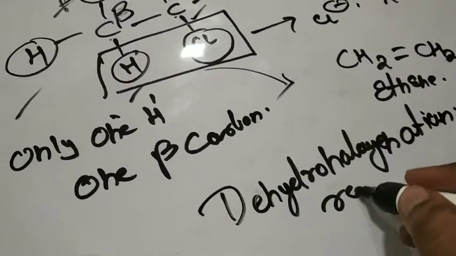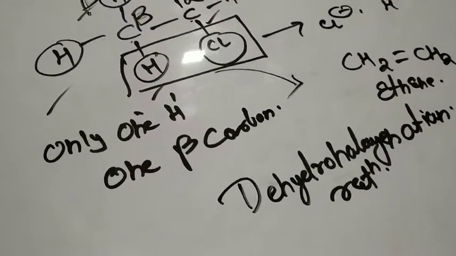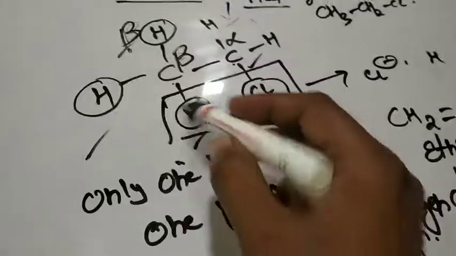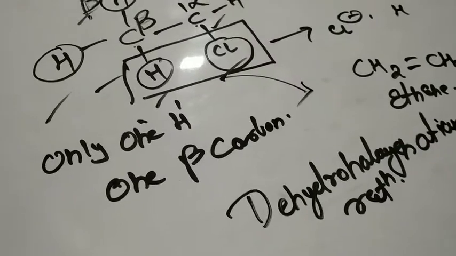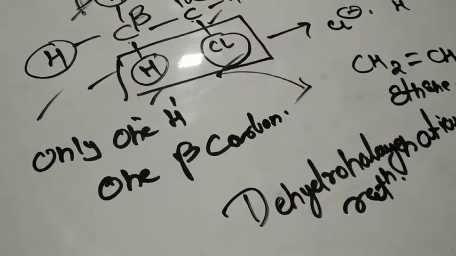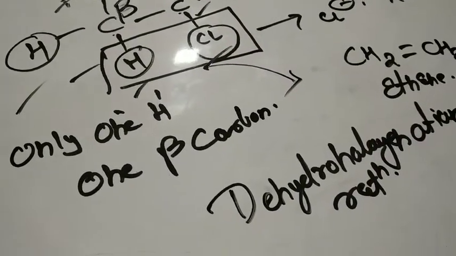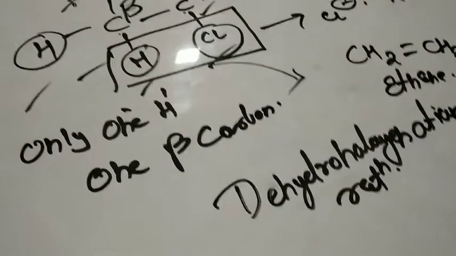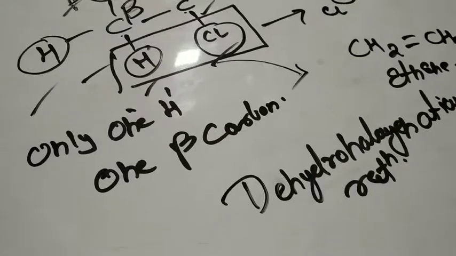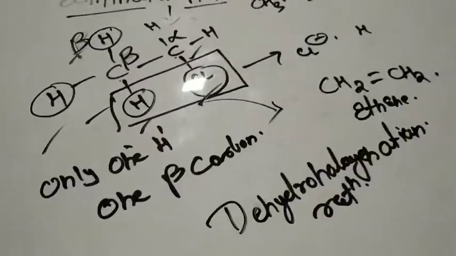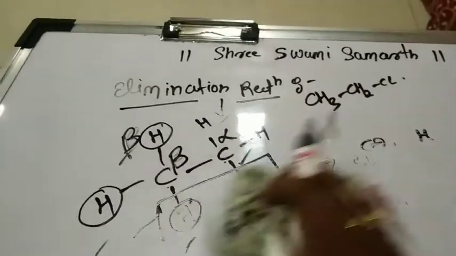Dehydrohalogenation reaction. Why is it called a dehydrohalogenation reaction? Because hydrogen and chlorine both get eliminated at the same time in the reaction. That is why it is called the dehydrohalogenation reaction. But when there are two or more beta hydrogens, the alkyl halide will give a mixture of two products. The other day I showed you the example in the textbook.